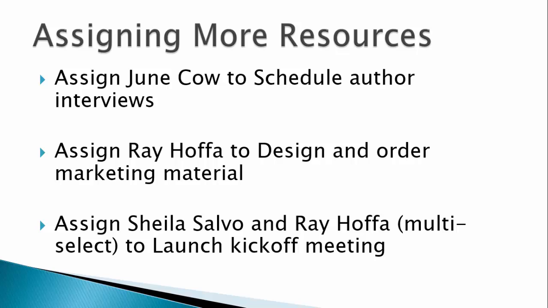Another way to assign resources is to click on the resource cell on the Gantt entry table. Check off the names of the people you want to assign. Go ahead and assign June Cow to schedule the author interviews, Ray Hoffa to design and order the marketing material, and both Ray and Sheila Salvo to the launch kickoff meeting. Be sure to note on the task form how the work is divided between Ray and Sheila.